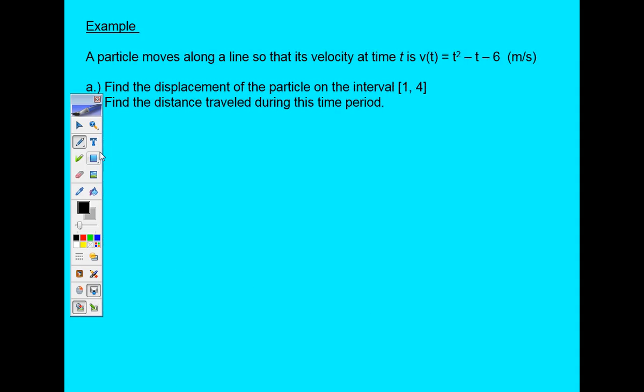Here's an example. A particle moves along a line so that its velocity at time t is, so we have our velocity function, t squared minus t minus 6 meters per second. Find the displacement of the particle on the interval 1 to 4, and then find the total distance traveled during this time period.